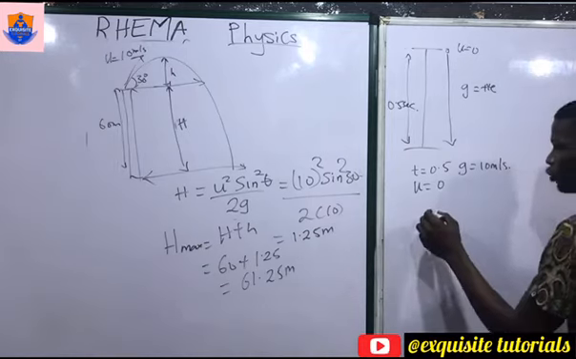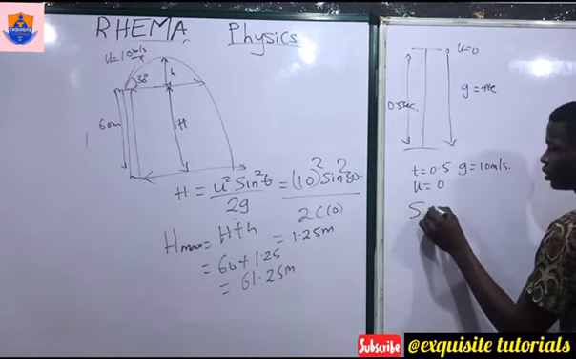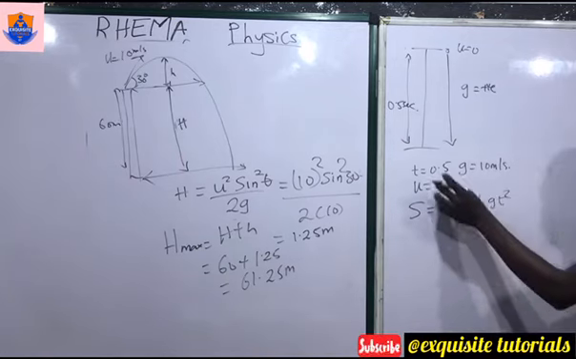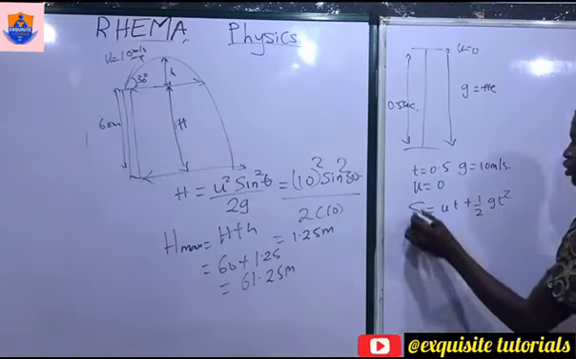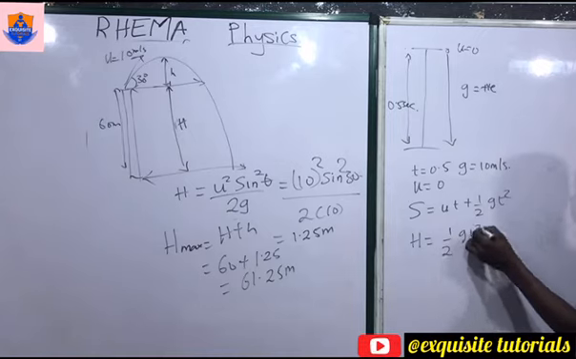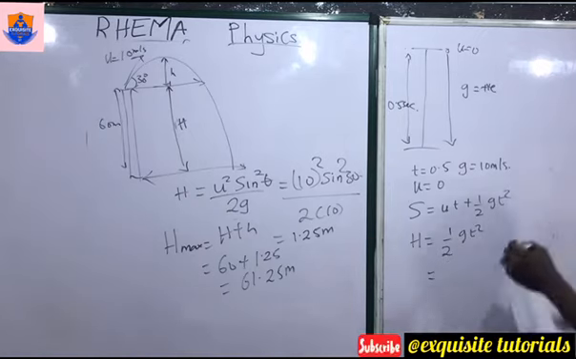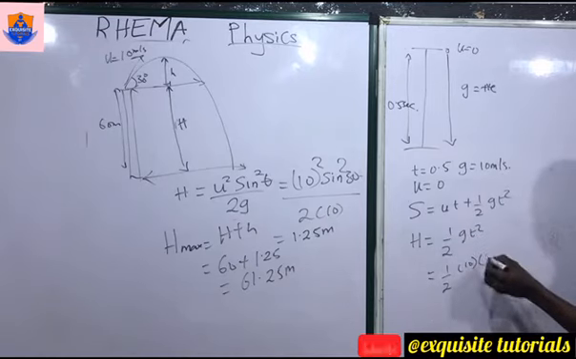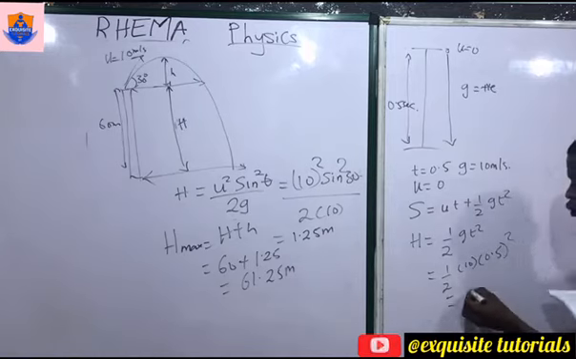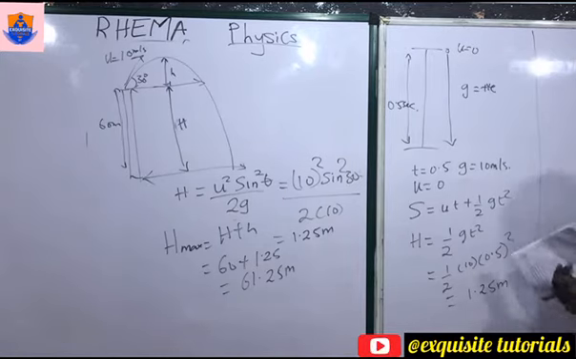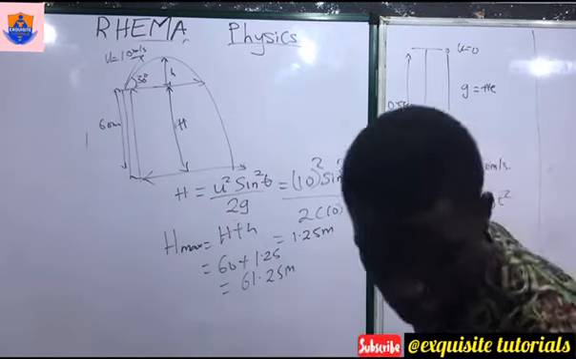So the equation of motion we'll be using is the third one, which is s equals ut plus half g t squared. Our initial velocity is 0. Take note, s is equal to h. So we'll be having half g t squared as our value. So now if you want to calculate the height, you say half, the gravity is 10, time is 0.5. If you square it, at the end you'll be having 1.25 as your answer for this one.